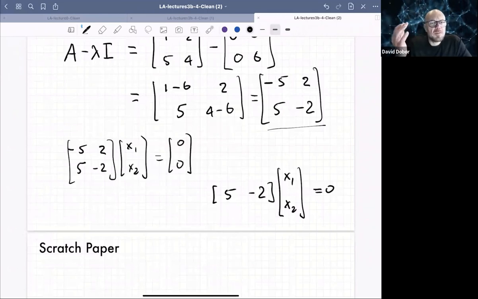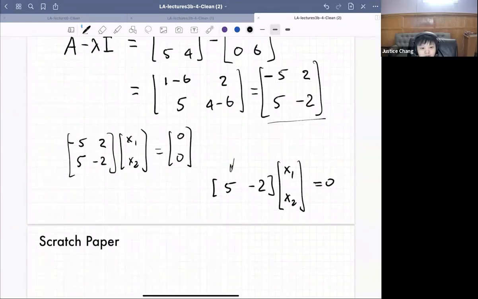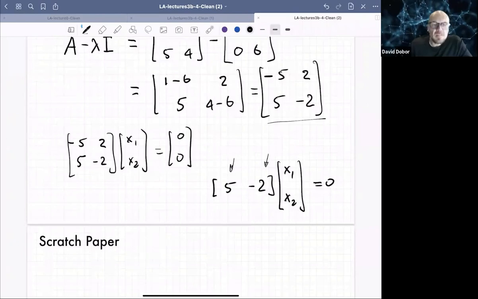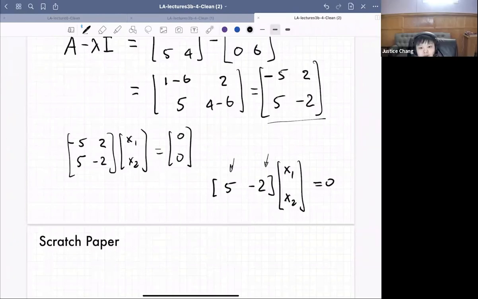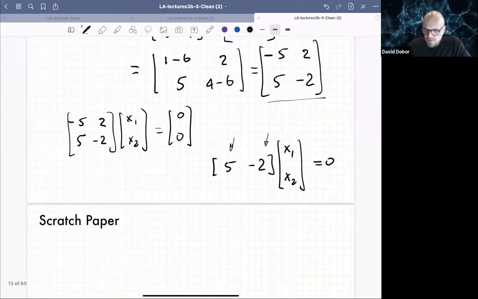How many pivots and how many frees do I have? Which one is pivot and which one is free? Your pivot would be 5, and your free would be -2. Yes, everyone's on the same page, right? So the first one is my pivot, the second one is free.